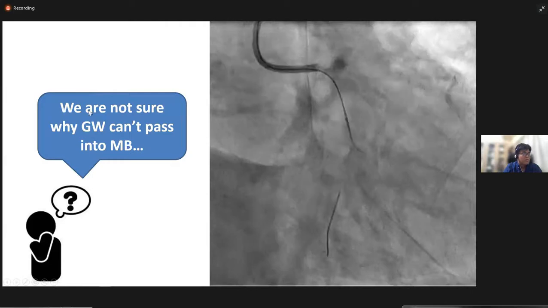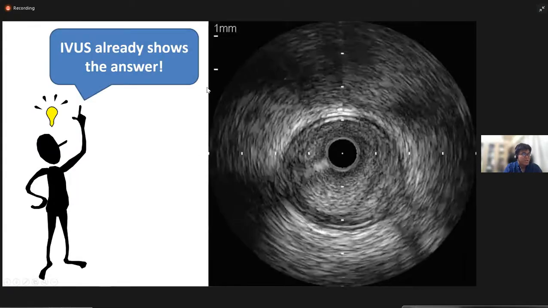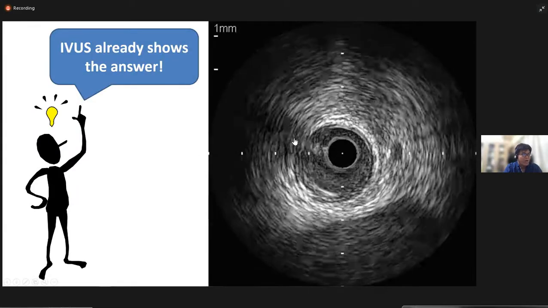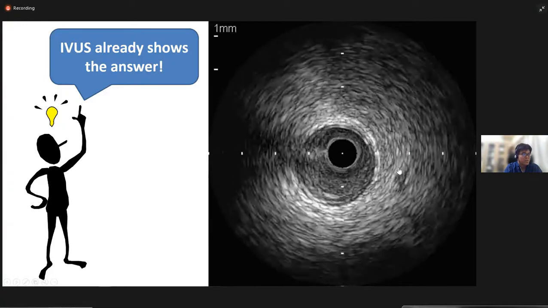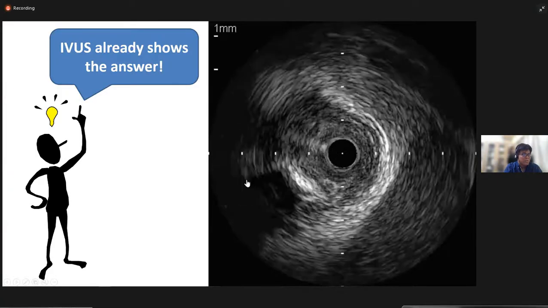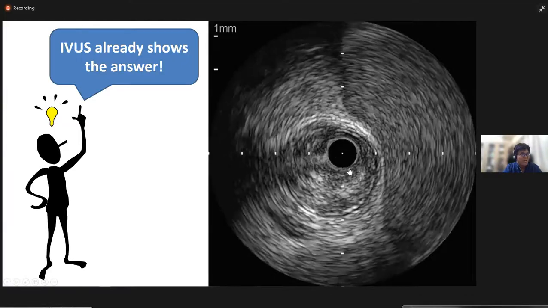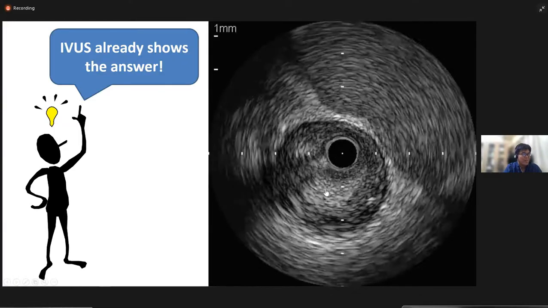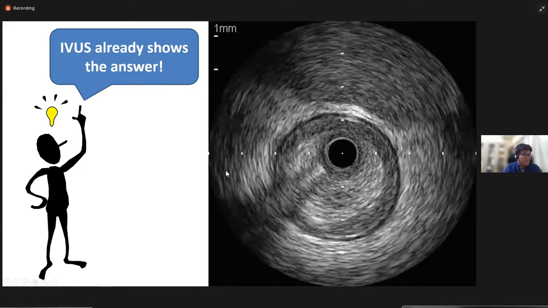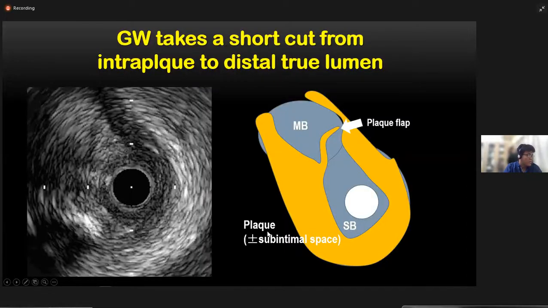So I already showed the answer. So why can't the guide wire pass into the main branch? However, I guess it is a little bit difficult to identify the answer. Okay, due to the limited time, I skipped the discussion. In this case, the guide wire takes a shortcut from the intraplaque to the distal lumen.